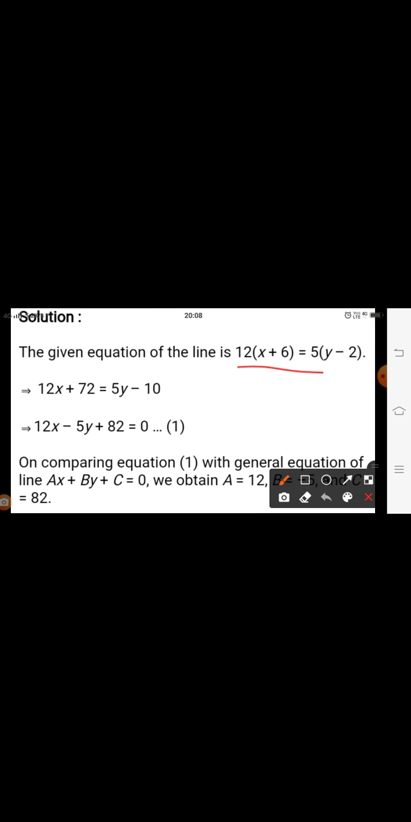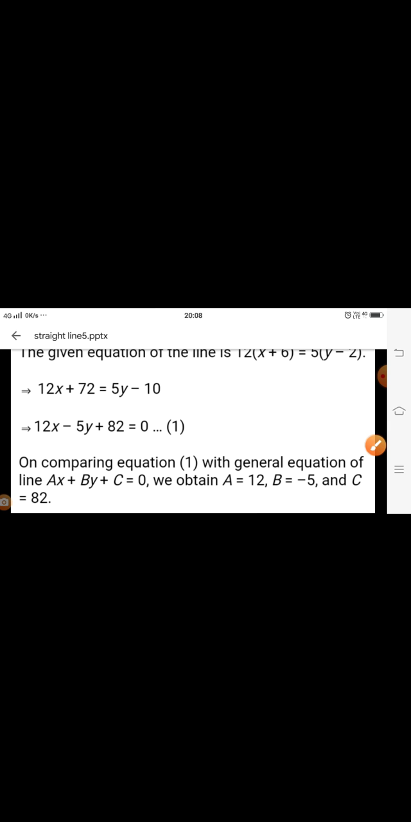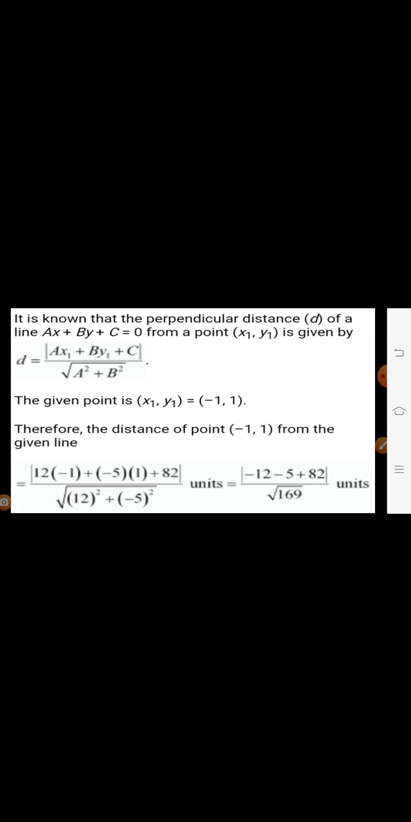If we reduce this given equation to the form ax plus by plus c equal to 0, then we get 12x minus 5y plus 82 equal to 0. And if we compare with the general equation of a straight line ax plus by plus c equal to 0, we get the values of a, b and c. Clearly a is 12, b is minus 5 and c is 82. Now we have the values of a, b and c. Then let us use the distance formula.